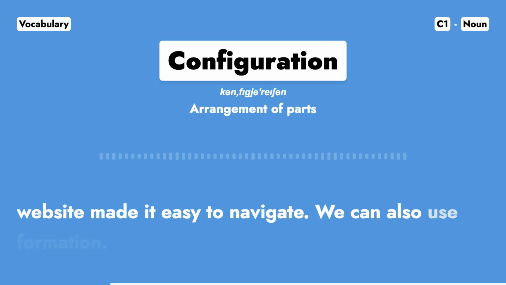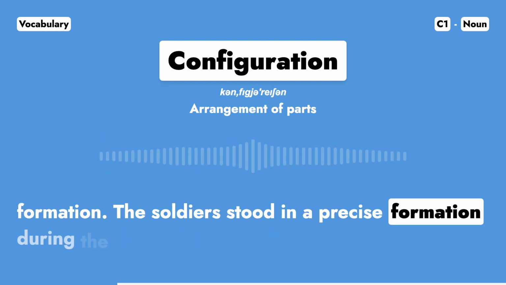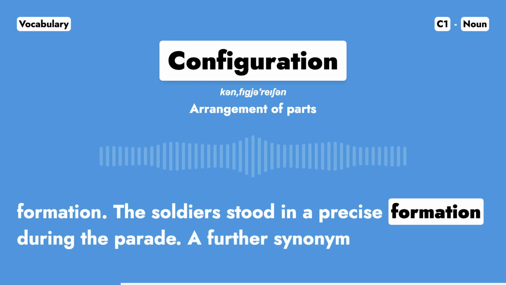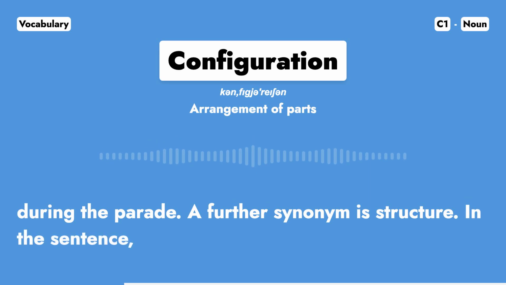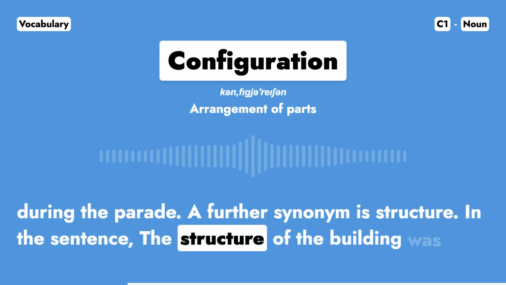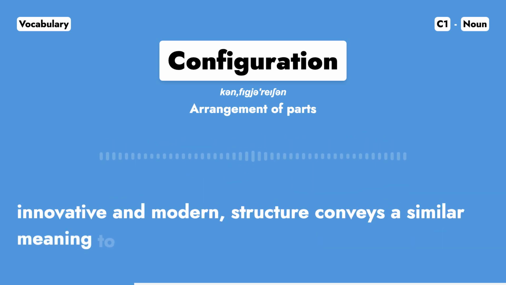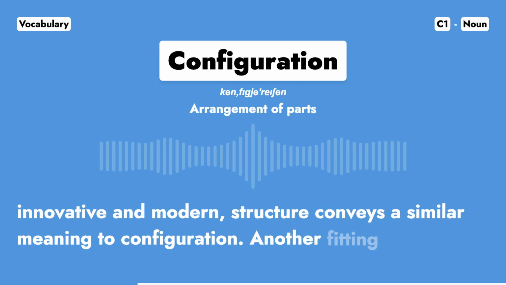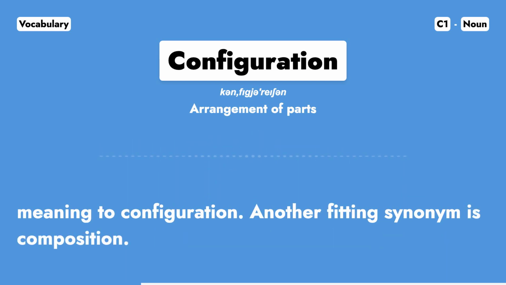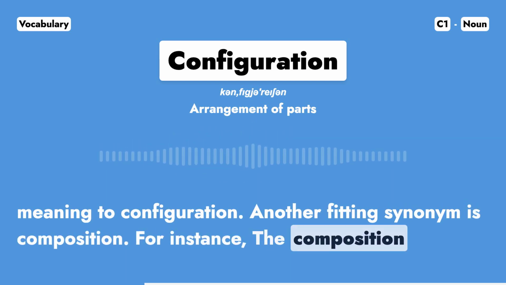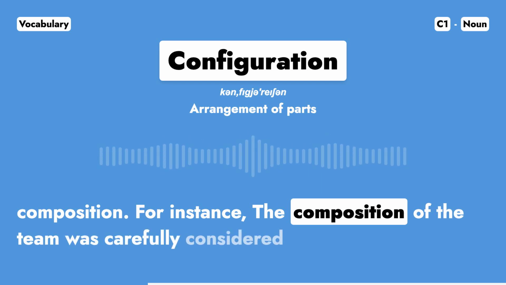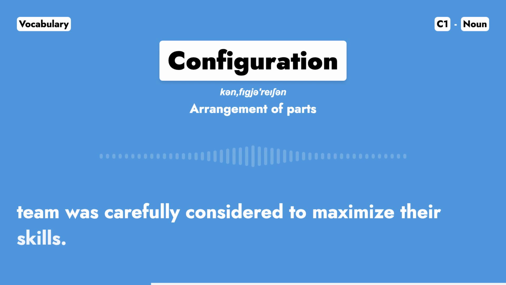We can also use formation. The soldiers stood in a precise formation during the parade. A further synonym is structure. In the sentence, the structure of the building was innovative and modern. Structure conveys a similar meaning to configuration. Another fitting synonym is composition. For instance, the composition of the team was carefully considered to maximize their skills.